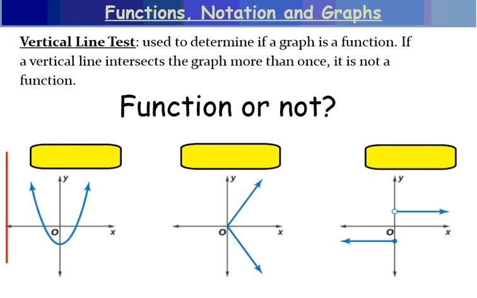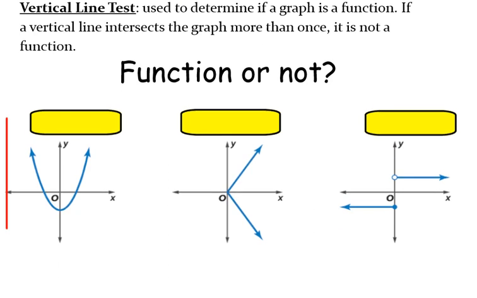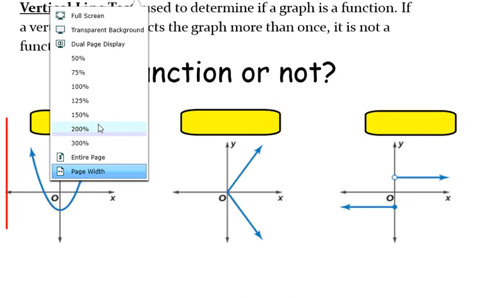The vertical line test, like I said, is used to determine if a graph is a function. But you can always just remember all your testing is to see if any x value input has more than one y value output. If a vertical line intersects the graph more than once, it is not a function. That's what the vertical line test is testing. It's used to determine if a graph is a function. If a vertical line crosses the graph more than once, it is not a function.